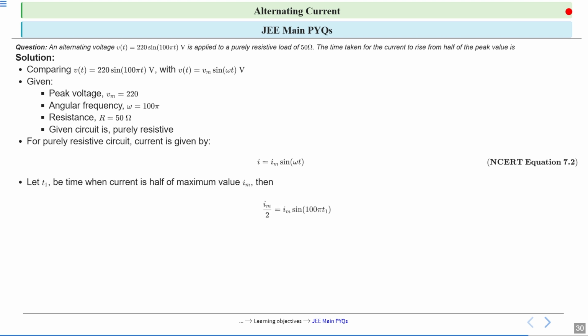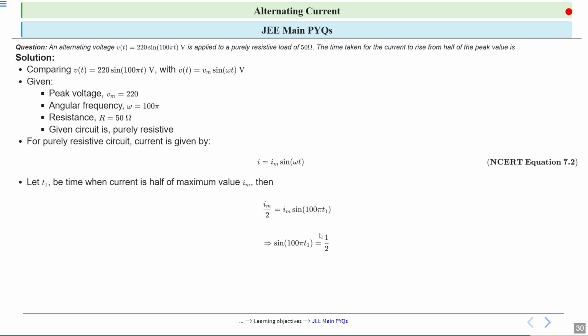So at T1 time, current is half of the maximum value. That means current is Im upon 2, which is equal to Im sine 100 pi T1. At T1, the instantaneous current is half of the peak value, so we will find the time T1. Im and Im will get cancelled out. Sine 100 pi T1 equal to 1 by 2.